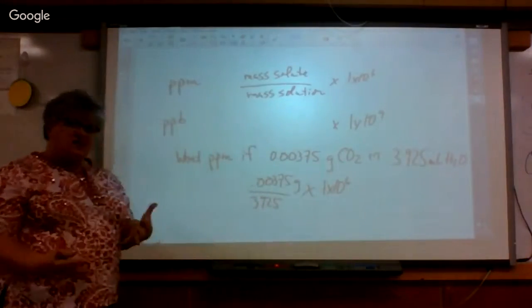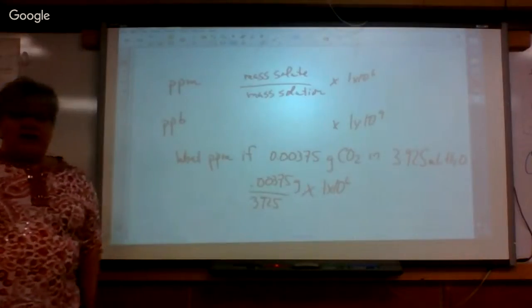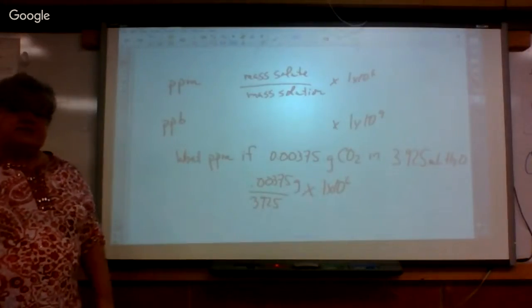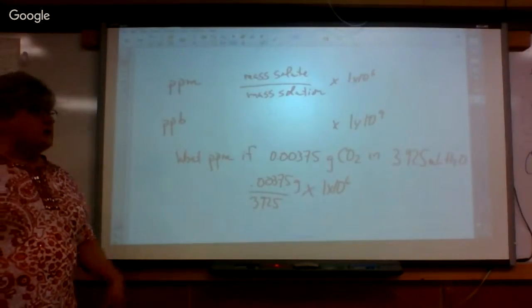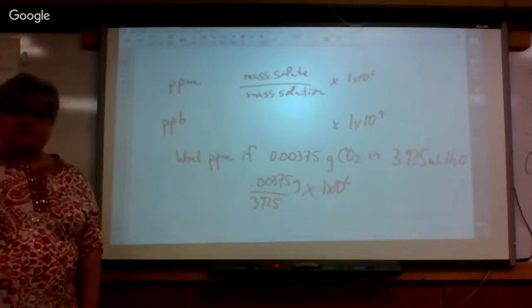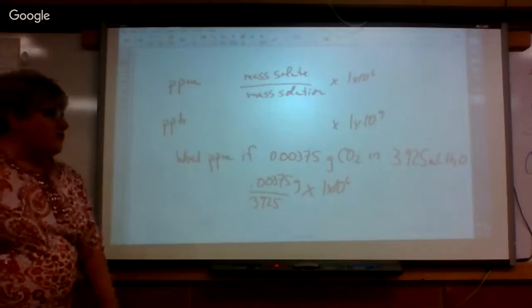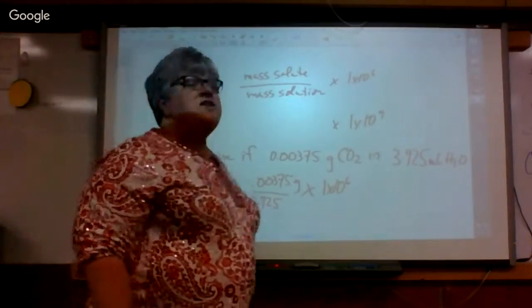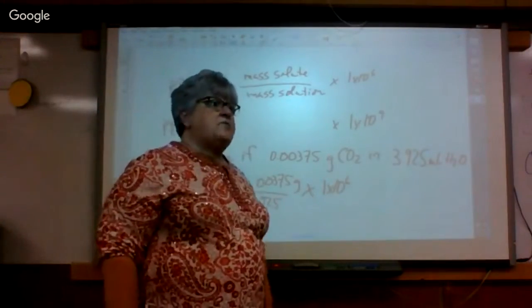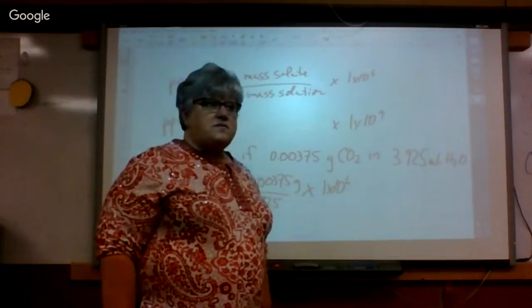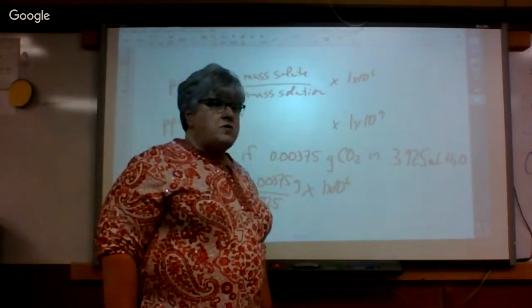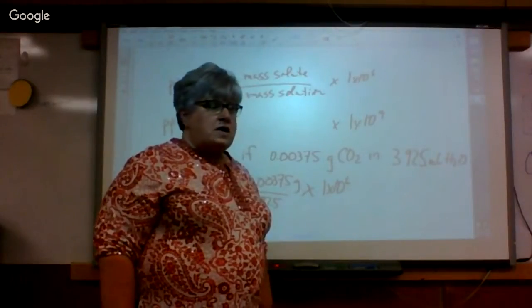So if it asks for parts per million, you're adding on that 1 times 10 to the 6th piece in your calculation. Any questions with that? And there you go. That's it. Those are the calculations that are associated with this unit. Any questions at all?